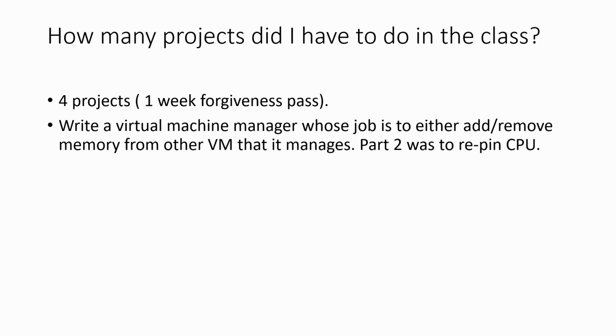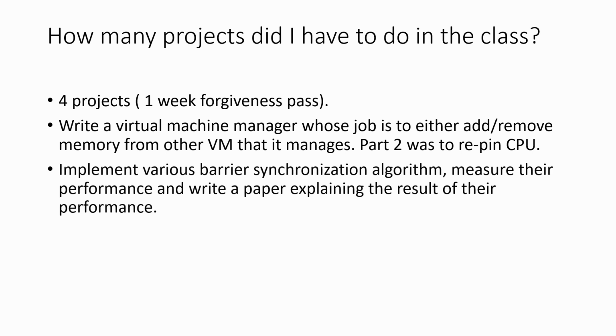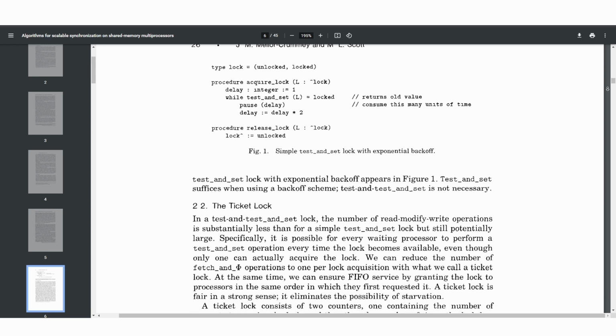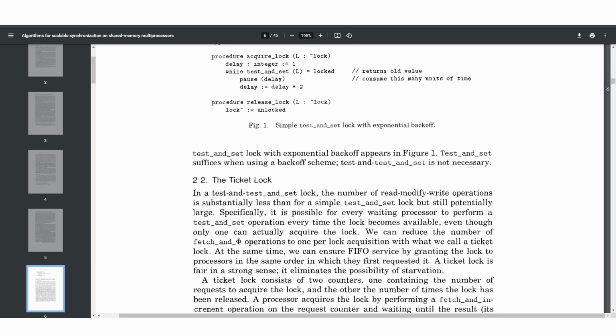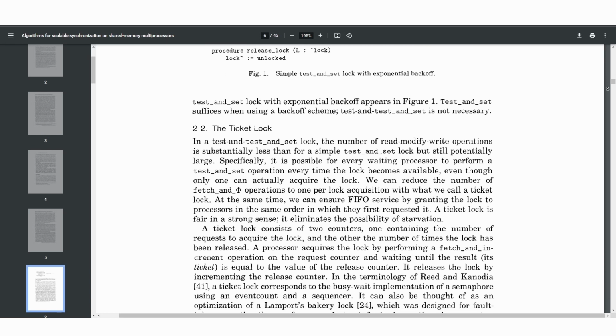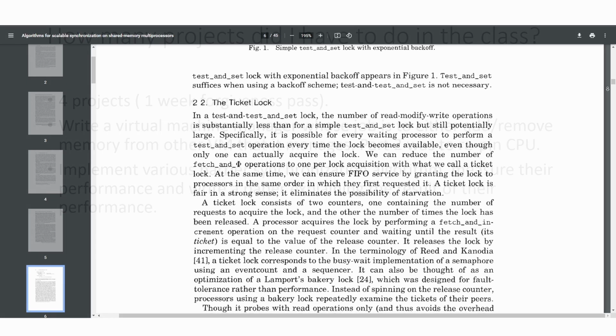The second project, which was a big project too, we had to write various synchronization algorithms. After we finished writing those algorithms, we had to measure the performance and write a paper explaining the results of their performance. The algorithms are provided to us. It's part of the research paper that we had to read, where they have the pseudocode of the algorithm. Our job is to implement them in C.